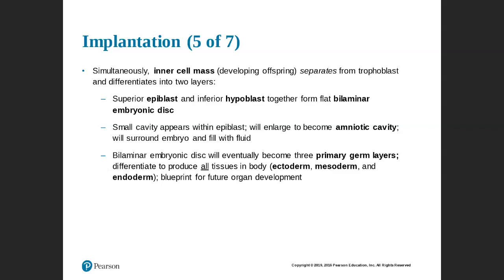The bilaminar embryonic disc will also eventually become the 3 primary germ layers. These 3 germ layers are the ectoderm, mesoderm, and endoderm, and these will produce all the tissues in the human body, okay, for future organ development. Remember, ecto means outer, meso means middle, and endo just means inner. Derm, D-E-R-M, means germ layer, okay? So ectoderm will be the outer germ layer, mesoderm, everything in between.